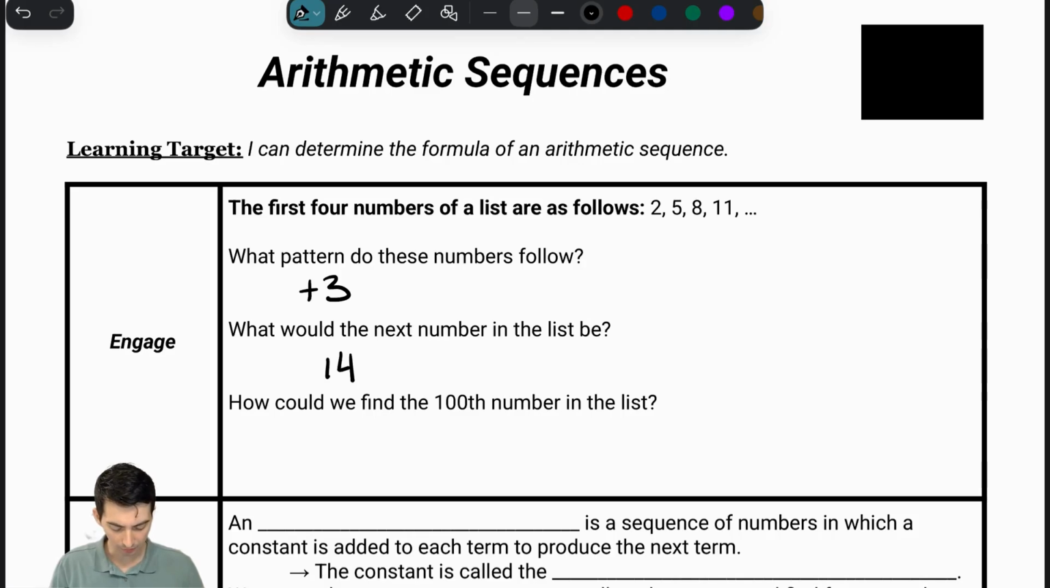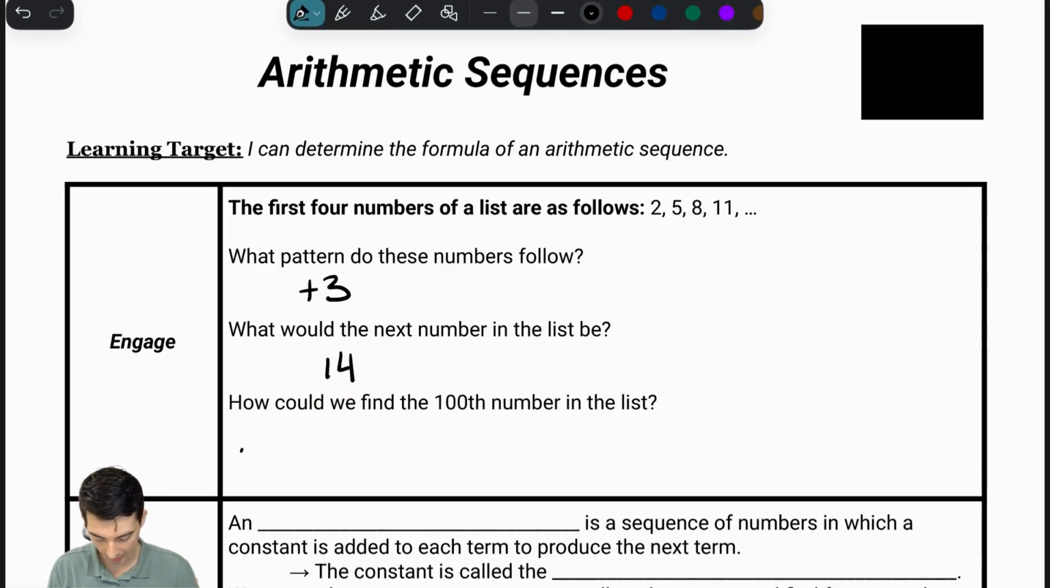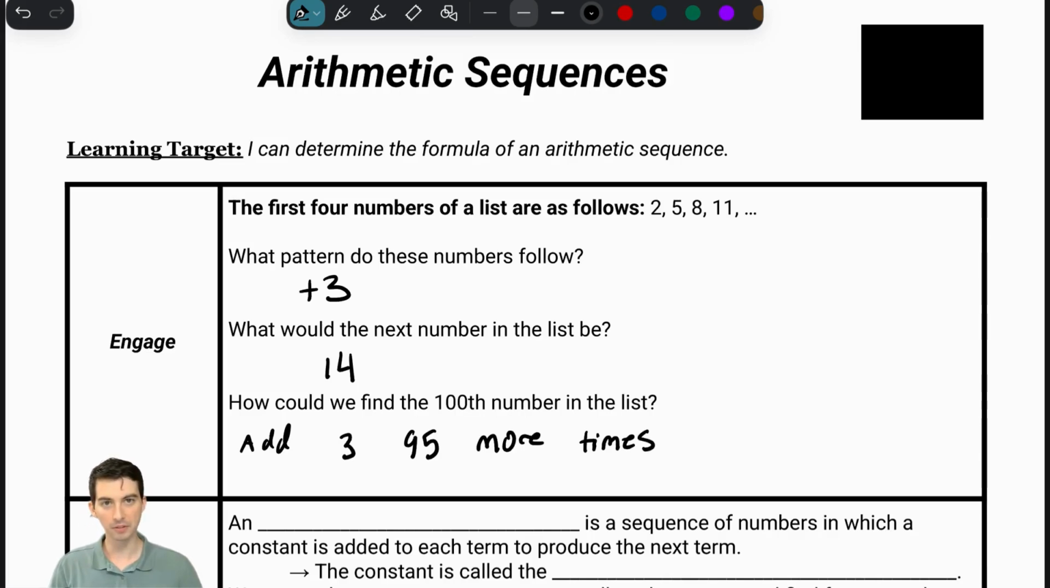How could we find the 100th number of this list? Well, we now have the first 5 terms, so we would have to keep adding 3, 95 more times. But that would be really boring and inconvenient for us, to just keep adding 95 times. So what sequences do is they allow us to broaden this pattern so that we can find specific numbers at different places.